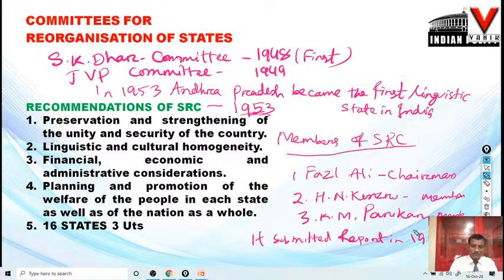1955. Okay, this is all about the SRC report. And the recommendations were that linguistic and cultural homogeneity should be given priority, preservation and strengthening of the unity and security of the country, and planning and promotion of the welfare of the states in each state. Okay, and the SRC recommended 16 states and 3 union territories. So 16 states and 3 union territories were there to be.